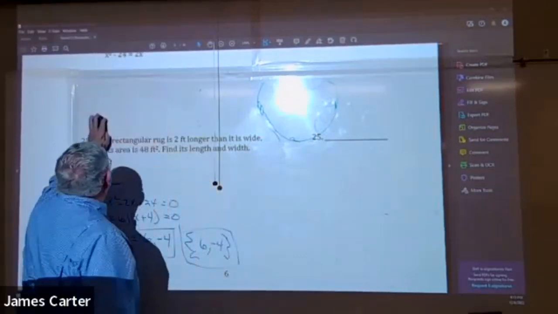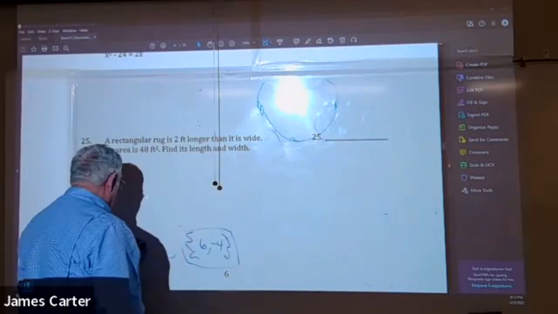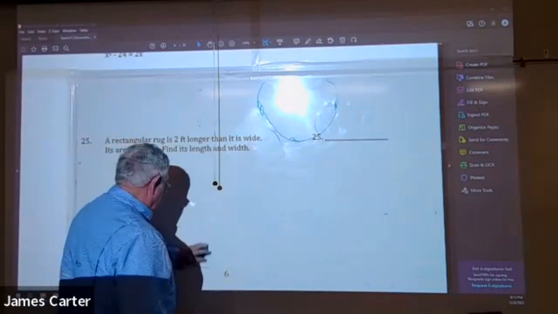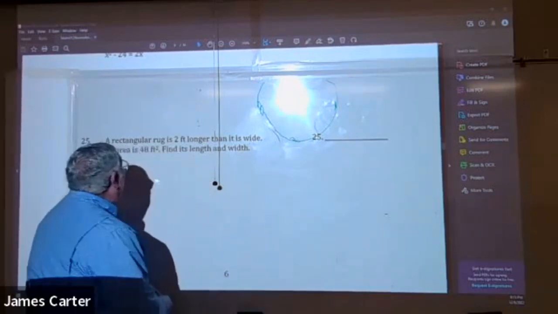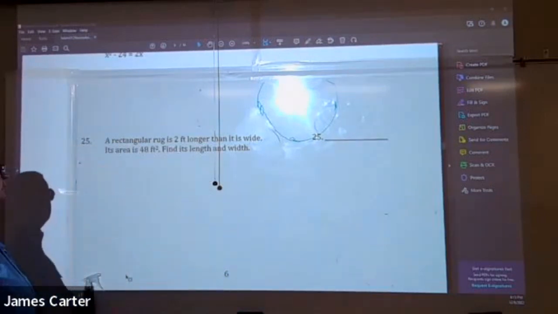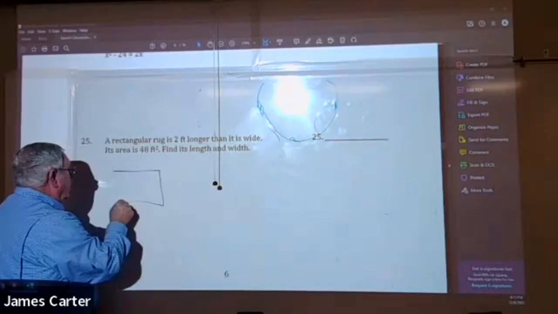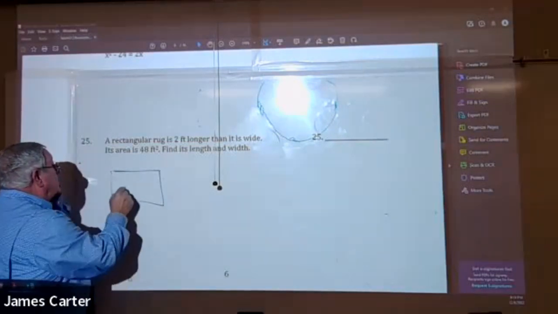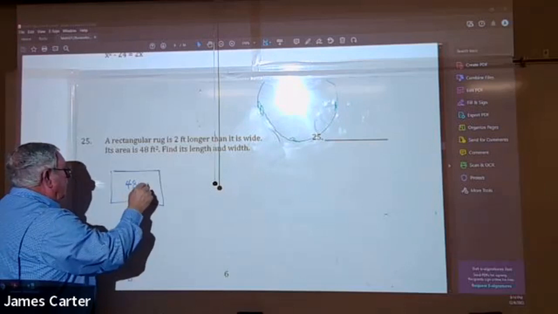Don't think they'll put a problem like this one on the test, but they could. Like I said, I haven't seen this year's test yet. Helps to draw a picture. Okay, this thing is 48 square feet.